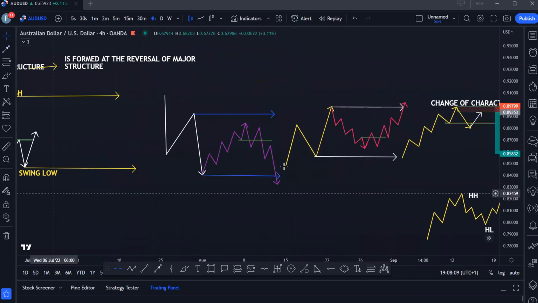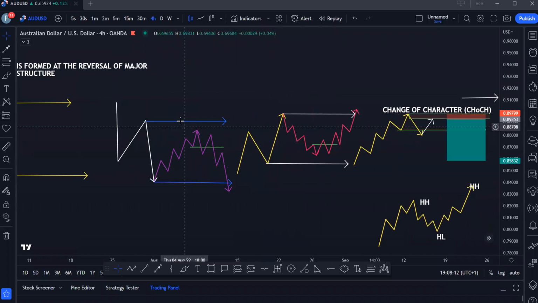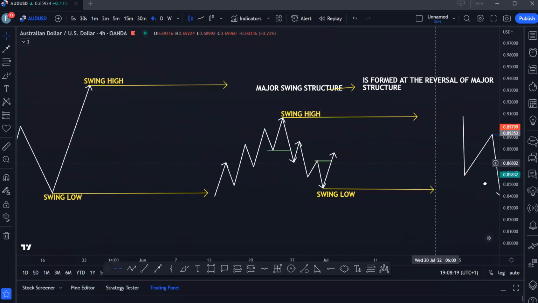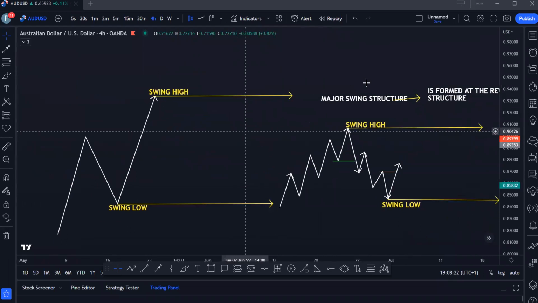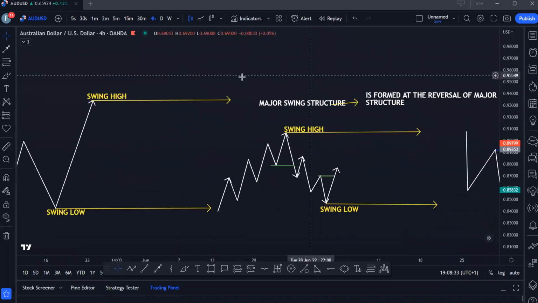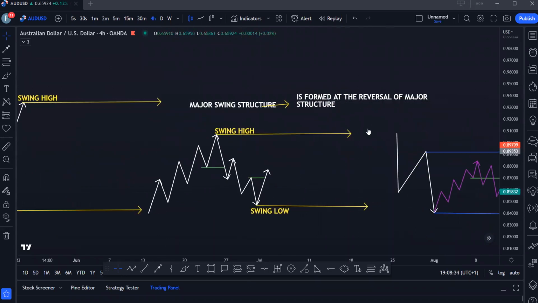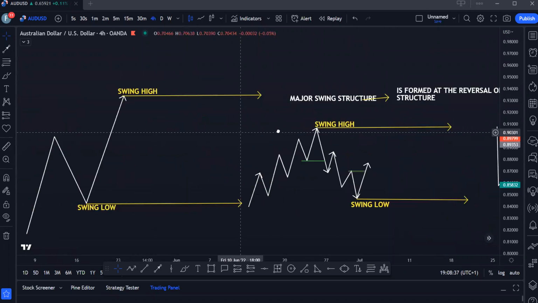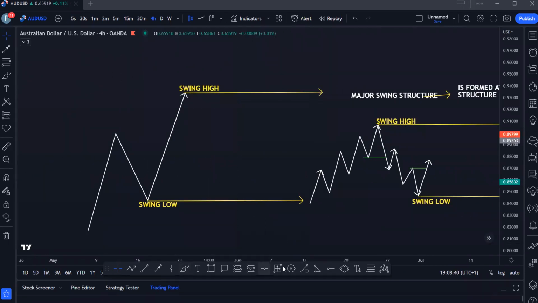And then we said that for a major structure, what happens between major structure is called minor structure. In the same vein, what happens in between major swing structure is called a major structure. Major swing structure is created when it's formed at the reversal of major structure, like so. Of course, characterized by this break right here. You always see the break.